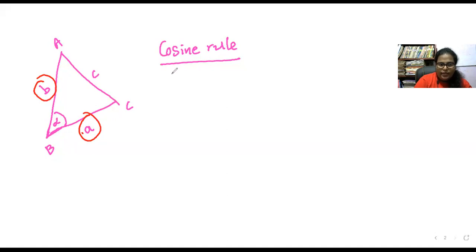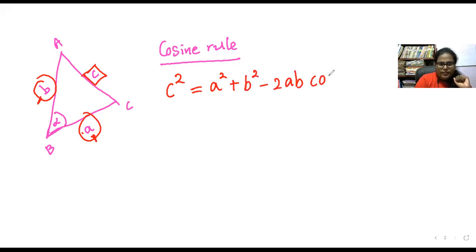Right? So when you are applying the cosine rule, you can find the length of this C. So actually, first I will write the cosine rule here. The cosine rule is C square equals A square plus B square minus 2AB cos alpha. This is the cosine rule, right?